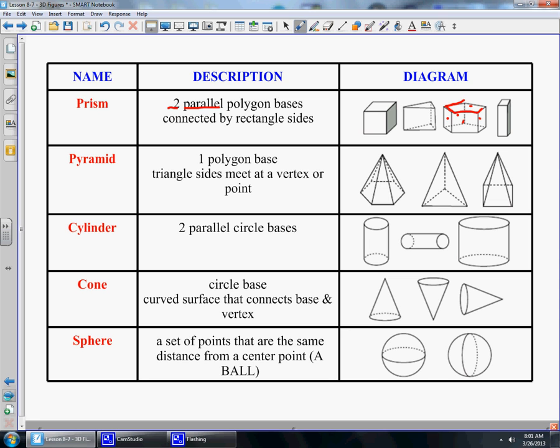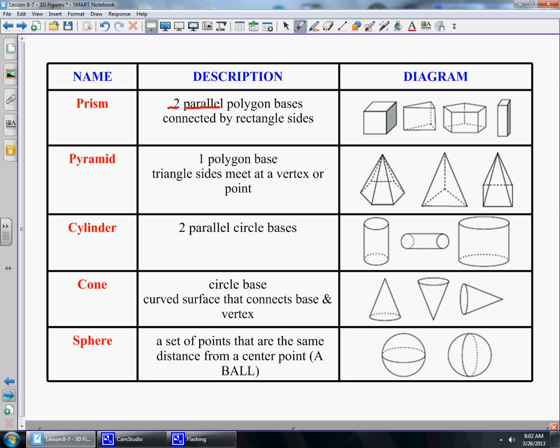And this is a five-sided figure, which is a pentagon, so this is a pentagonal prism. And then this here, the bases are rectangles. You can't see the base here. It's not a very good drawing of it. And then they're connected together with rectangular sides. So that's called a rectangular prism.